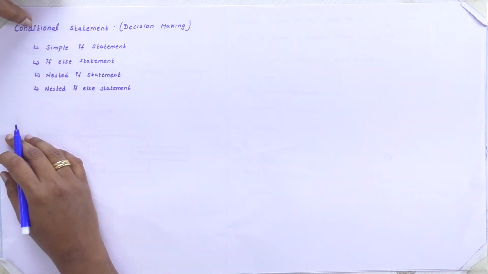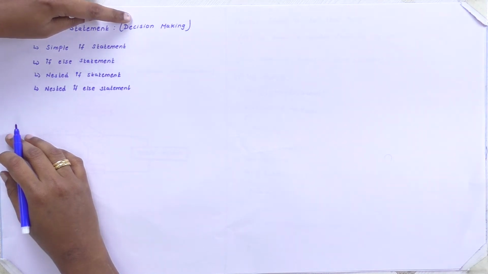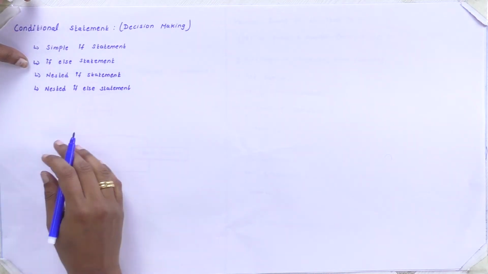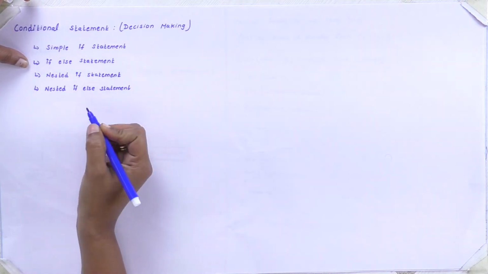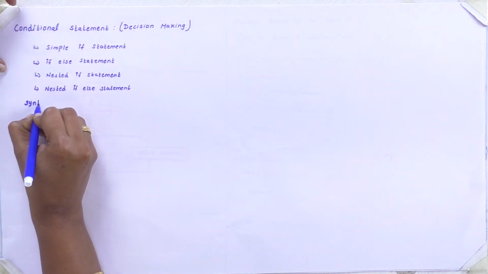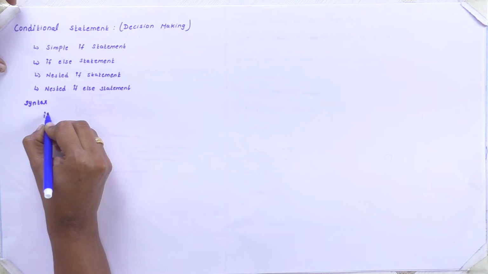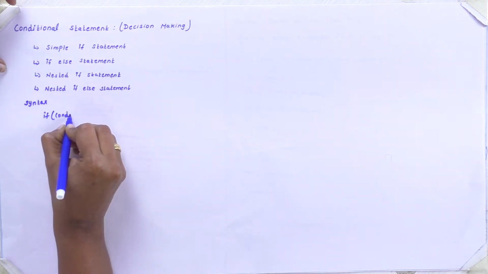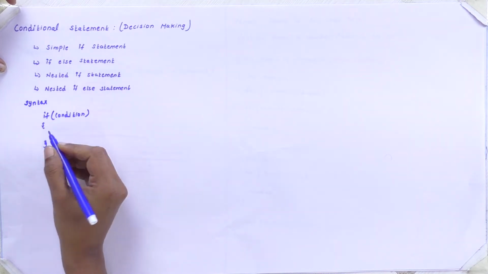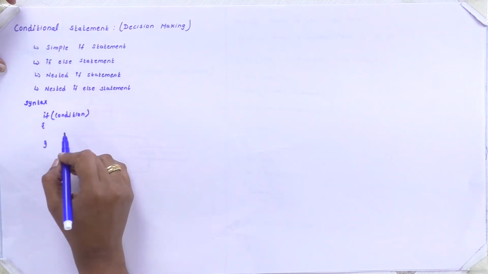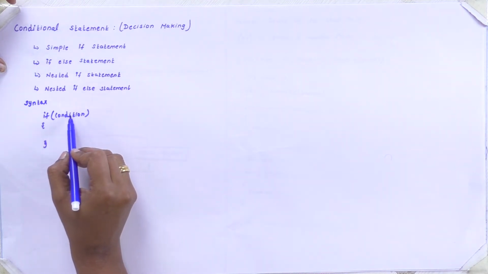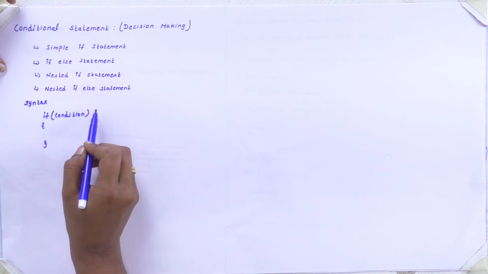So conditional statement we can also call decision making. These are the four types of if statements. An if statement is always followed by a condition. First let me see the simple if statement. What is the syntax for a simple if statement? If is followed by some condition, so that is called the if condition. It can be a block of code or a single statement. It follows some condition, and this condition might vary based on the result.